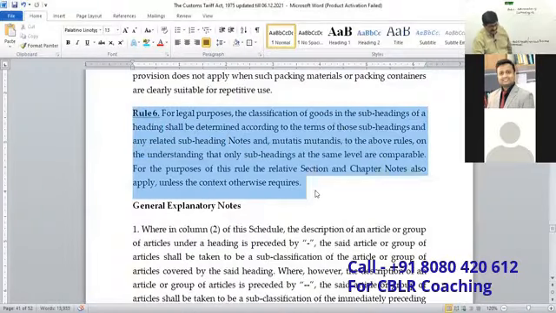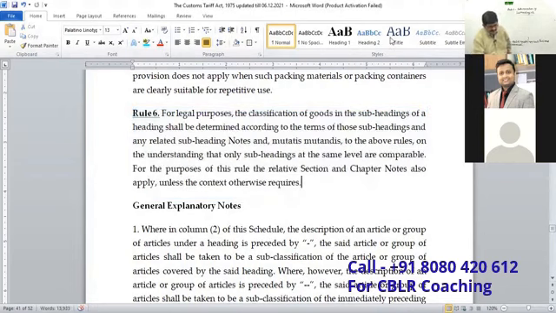What it says: for legal purpose, the classification of goods in the subheading of a heading shall be determined according to the terms of those subheading and the related subheading notes, mutatis mutandis to the above rules, on the understanding that subheading at the same level are comparable. For the purpose of this rule, relative section chapter notes also apply unless context require otherwise.